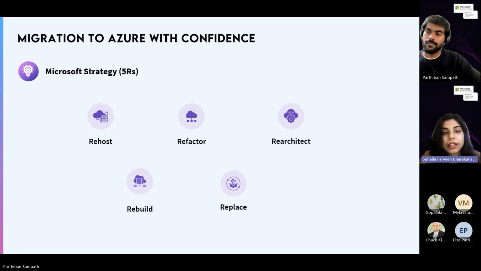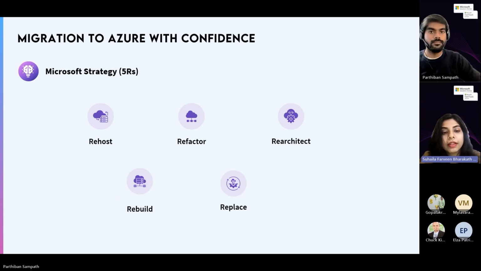Picking the right migration strategy. So there will be the 5 R's: rehost, refactor, re-architect, rebuild, and replace. Rehost is the fastest way to move to cloud with minimal challenges, like we are lifting and shifting to the Azure cloud.